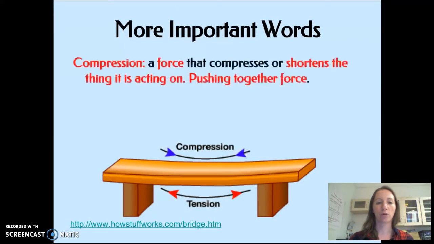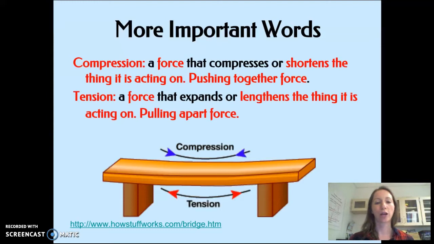Alright, couple more words. Almost done. Compression. This is a force that shortens, it pushes together. Right? So bridges are often under compression in different parts. And then they're also under tension, a pulling force. Right? Most bridges experience both of these. Sometimes they can experience them both in the same section of the bridge.